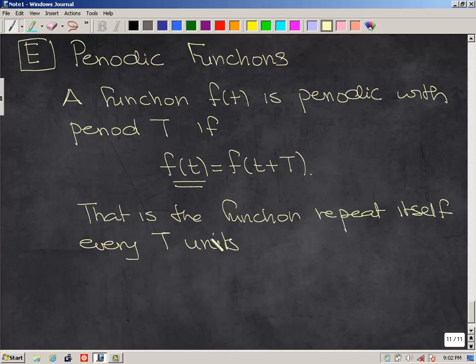So that's what a periodic function is. The classic example of a periodic function is sine and cosine, which are periodic every 2 pi. Tangent is periodic every pi. Okay, so we want to be able to find Laplace transforms of periodic functions. We know how to find the Laplace transform of sine and cosine. We know that. The Laplace transform of sine is what?